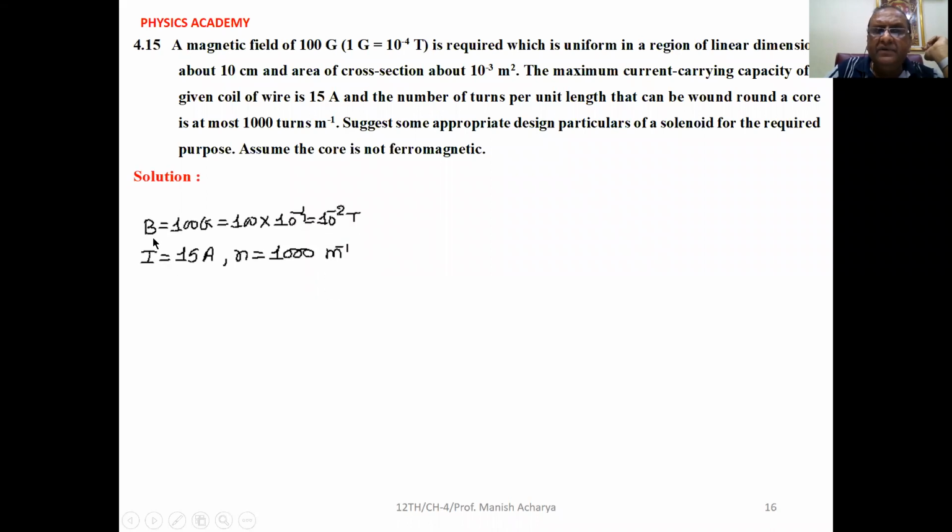Now, required magnetic field, that is 100 Gauss. So 100 into 10 raised to minus 4, so that is 10 raised to minus 2 Tesla. Now maximum current capacity, that is 15 ampere, and maximum possible number of turns per meter, that is 1000. This one is given to you.